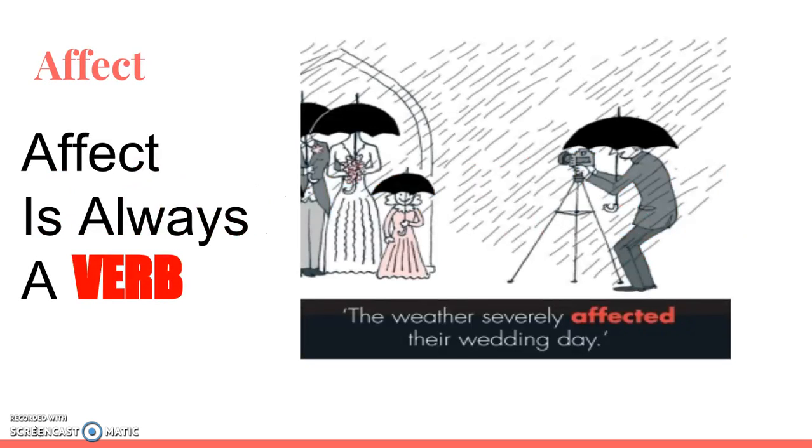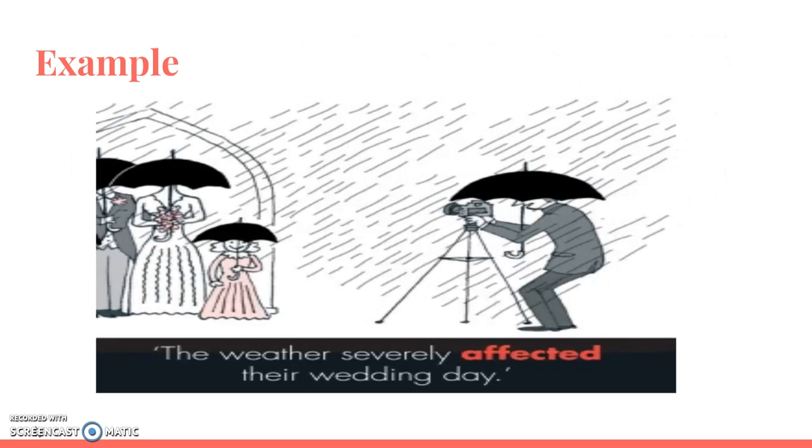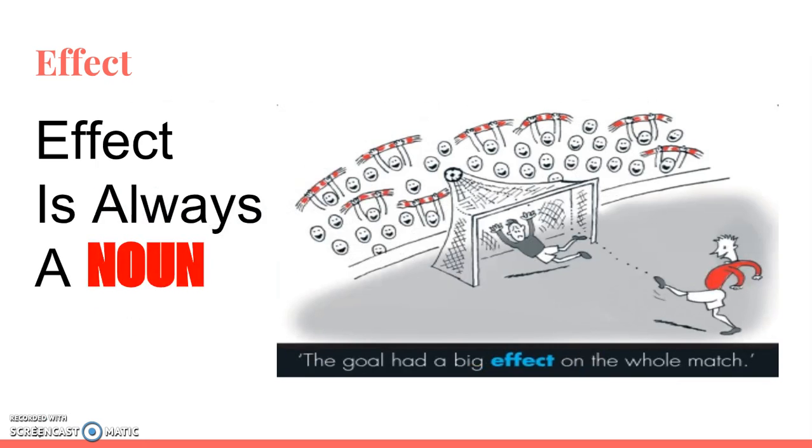It means to influence something. In your writing, affect is almost always a verb and is used to impact or produce a change in something. The image shows a couple taking a wedding day photo while it's raining, with the caption saying, "The weather severely affected their wedding day." Affected in the caption is being used as a verb. It tells us that the rain severely affected or influenced the couple's wedding day.